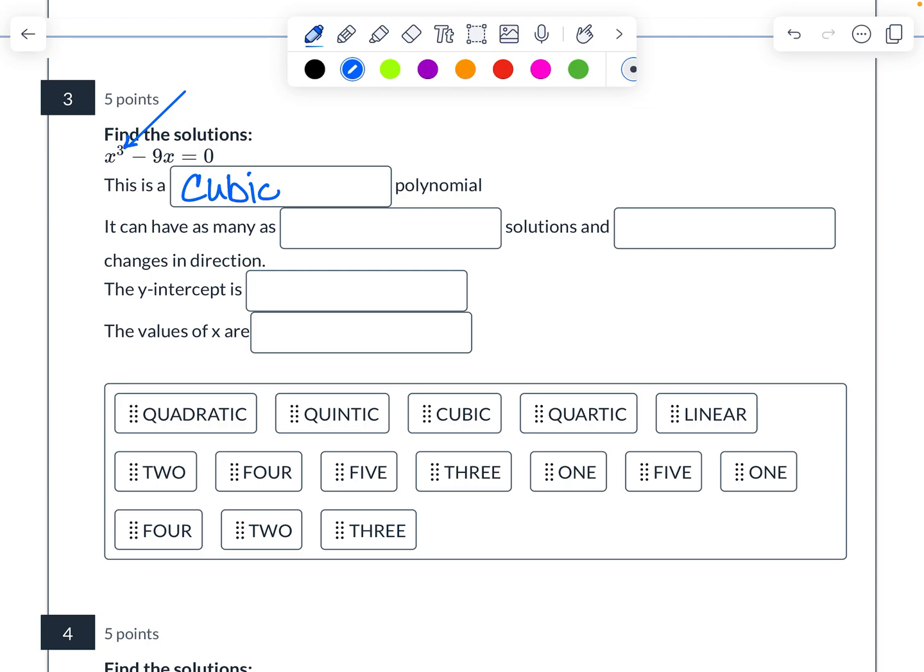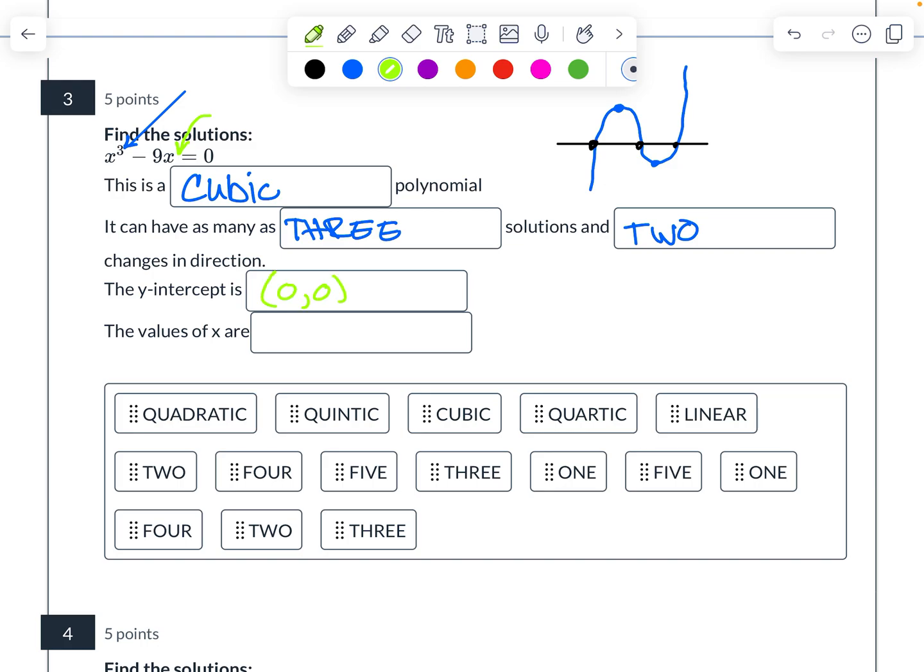Okay, it has as many as 3 solutions and 2 changes in direction. In other words, it's the one that looks like the S-curve if you turn your head 90 degrees. It looks like this, and the x-axis, bang, bang, bang. Might hit it 3 times, and it will change direction at this maximum and at this minimum. Okay? There is no number right here, so the intercept is (0, 0).